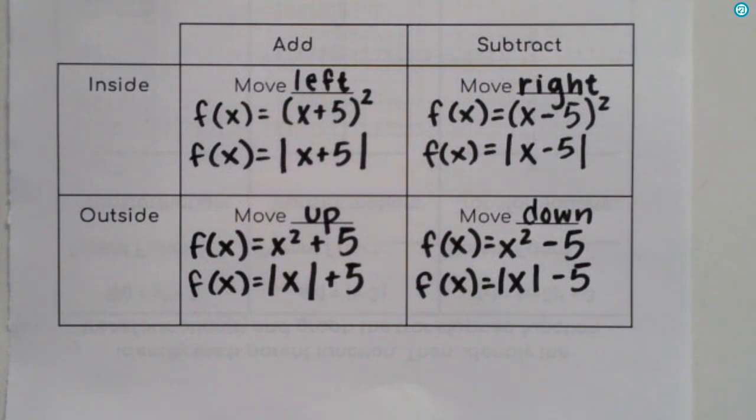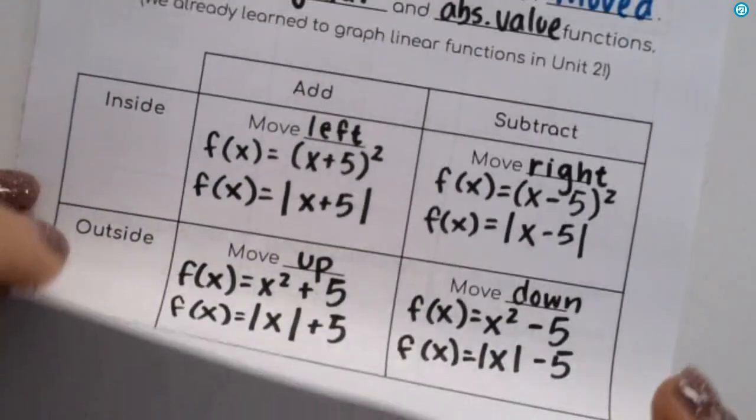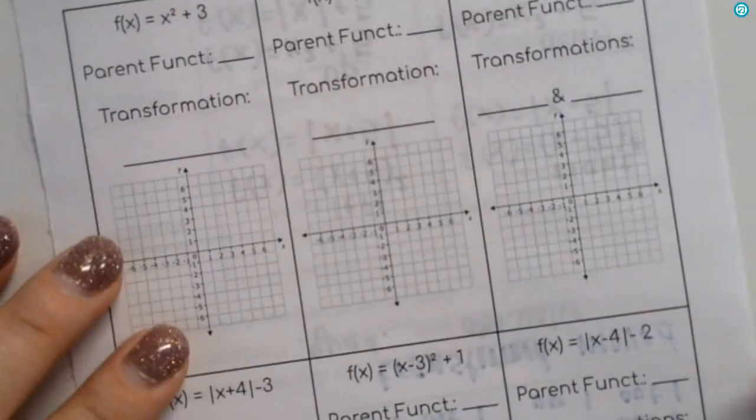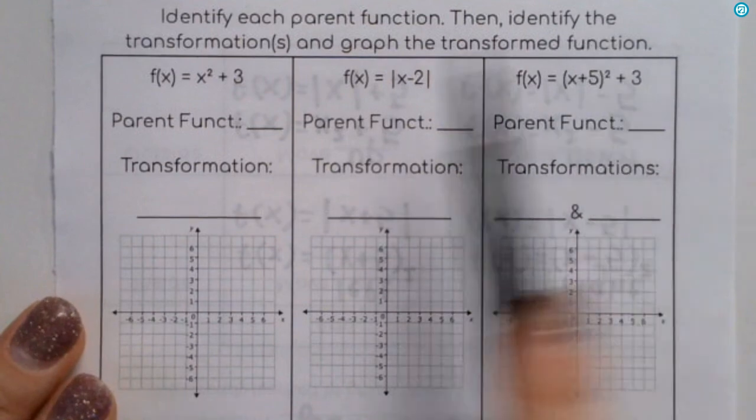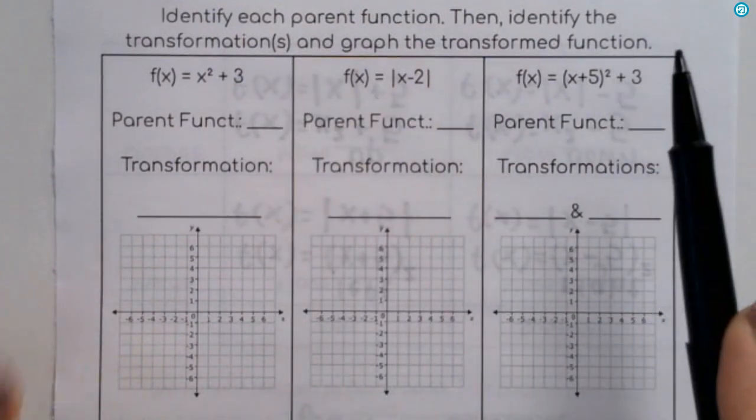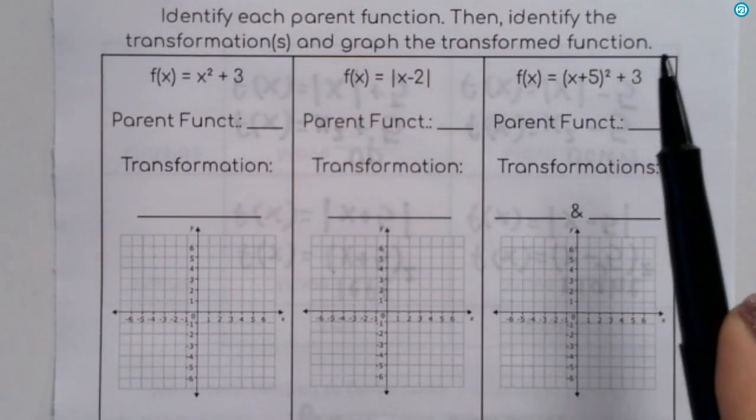Okay, so you guys are going to do two things, basically. You're going to identify which parent function you're using, and then you're going to identify what transformation happened. Then you graph the new parent function. That's all going to be on the back here. We've got 6 examples because this is the first time we've seen this. So identify each parent function, then identify the transformations, and graph the transformed function.